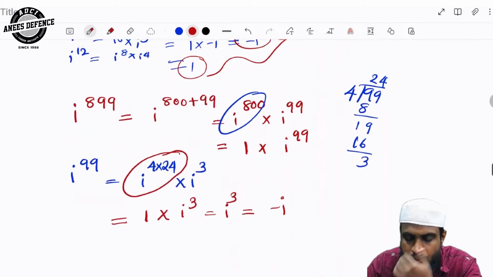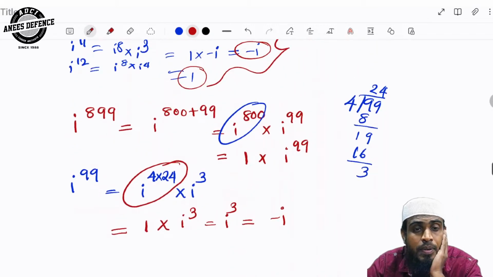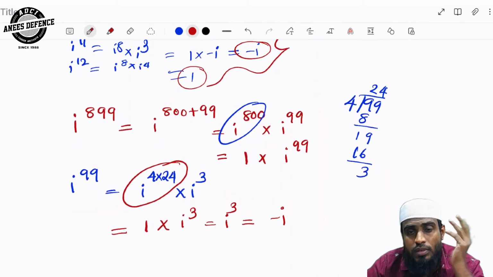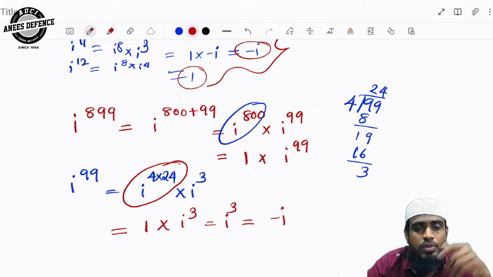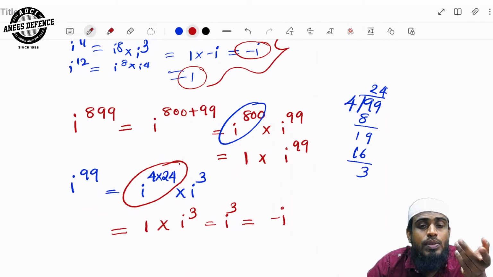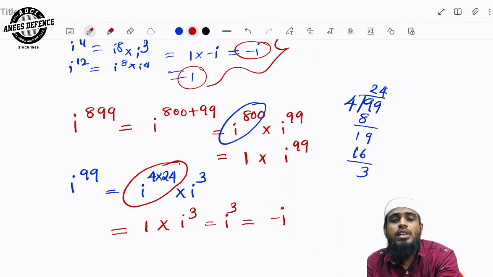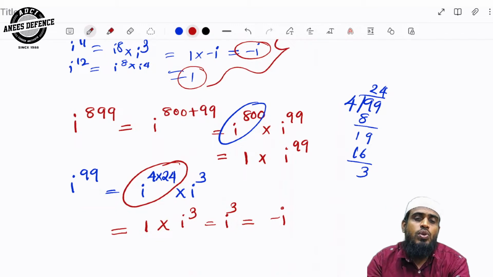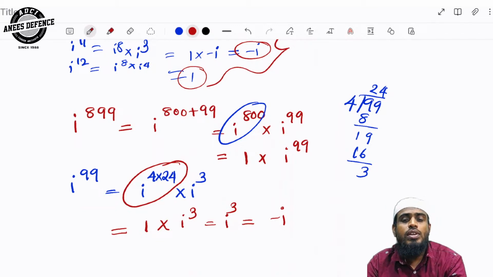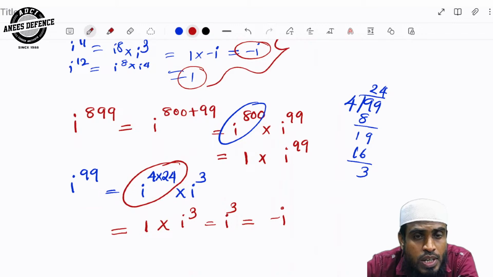So we have a big term, i raised to 899, but 800 is a multiple of 4, simply removed. 99 we divide by 4, again that is 24 into 4 plus 3. So again i raised to 24 into 4, that is a multiple of 4. So that we can also replace with 1. So our final simplified form is i raised to 3. So finally we are getting minus iota.